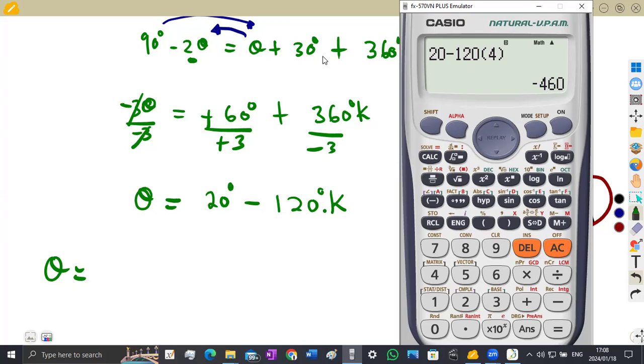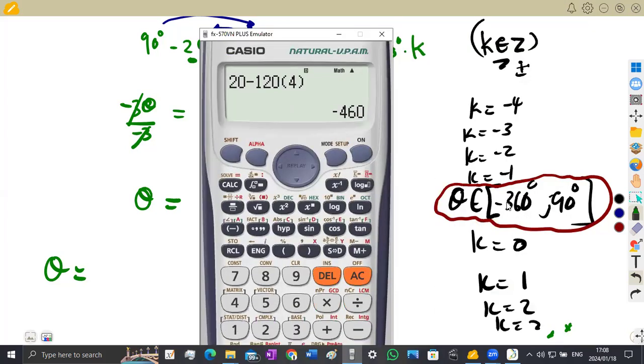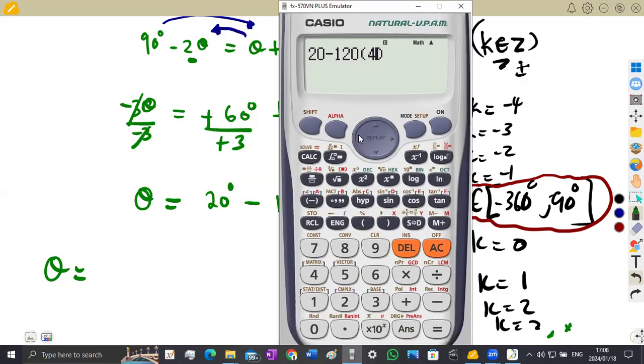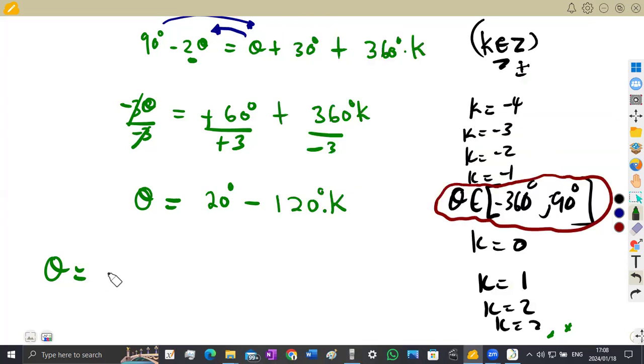Is minus 460 in the interval from minus 360 to 90? No, it's not. So when k is equal to 4, it does not work. We move on. Let our k be equal to 3. In place of k, we're going to put a 3. What do we get? Minus 340. Is minus 340 within this interval from minus 360 to 90? Yes, it's within. So minus 340 can be a solution. So theta is going to be equal to minus 340 degrees.